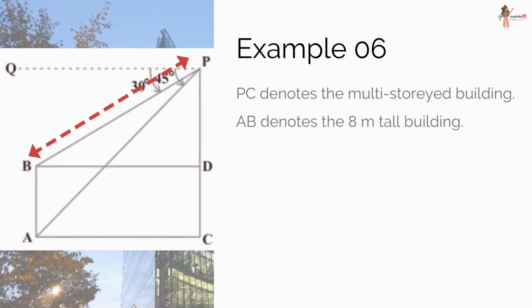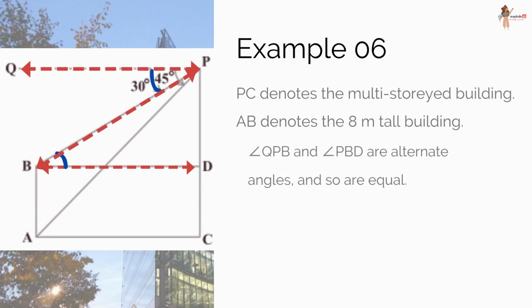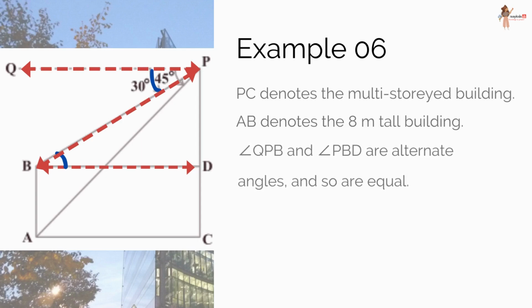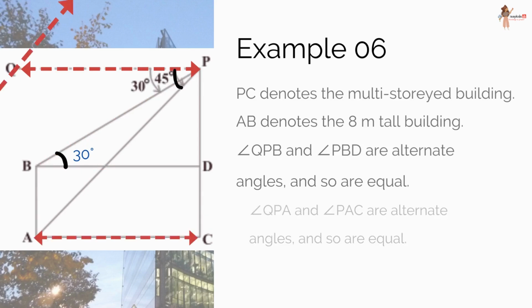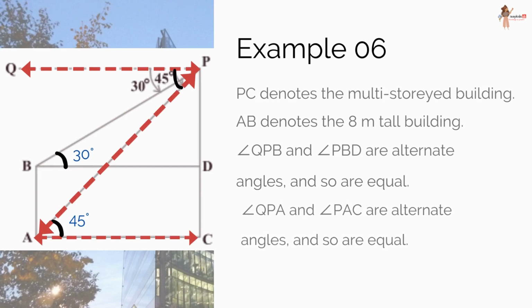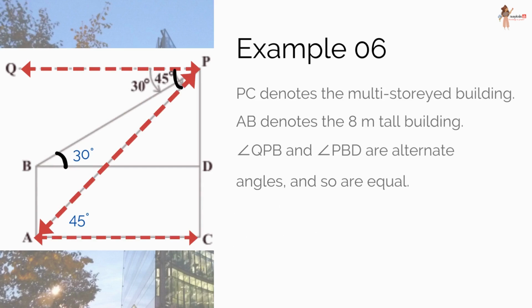Observe that PB is a transversal to the parallel lines PQ and BD. Therefore, angle QPB and angle PBD are alternate angles and so are equal. So, angle PBD is also 30 degrees. Similarly, angle PAC is equal to 45 degrees.